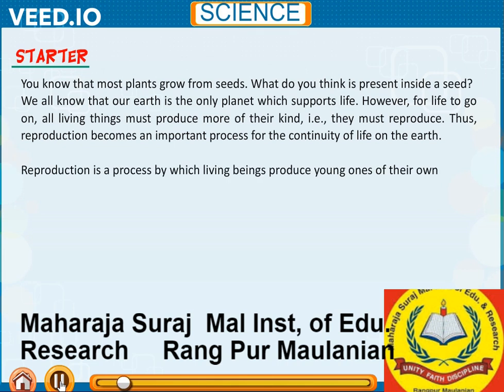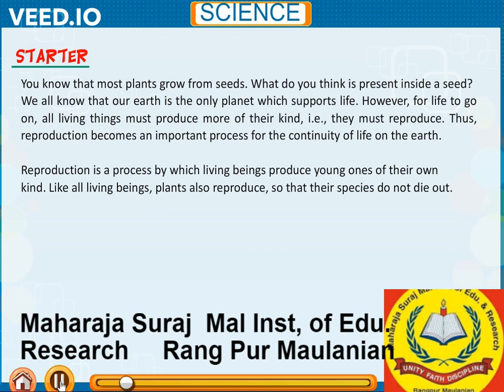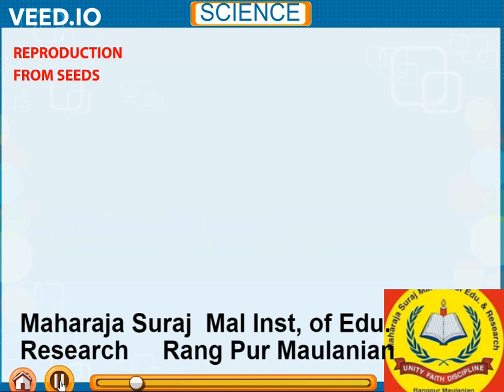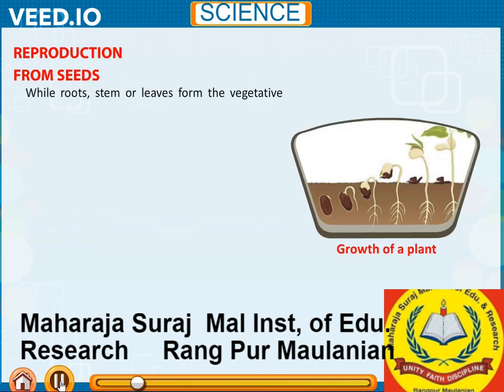Reproduction is a process by which living beings produce young ones of their own kind. Like all living beings, plants also reproduce, so that their species do not die out. There are two methods of reproduction in plants: from seeds, and from different parts of plants. Reproduction from seeds, while roots, stem or leaf from the vegetative plant parts.